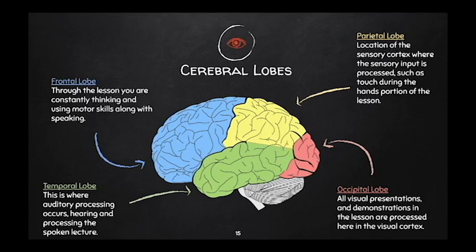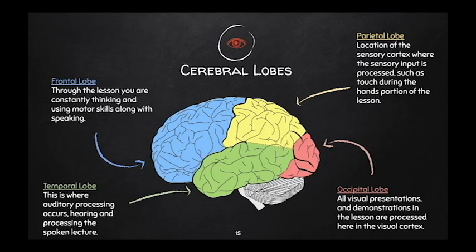We have our parietal lobe, which is the location of the sensory cortex. So all the sensory input that we talked about before is going to be processed here. Things like touch and movement during the hands-on portion of the lesson are going to be processed there. And then we have our occipital lobe, which is where all the visual processing occurs in our visual cortex. So actually seeing the product being used, actually seeing the demonstrations and reading the content in the presentation is all going to be processed there.